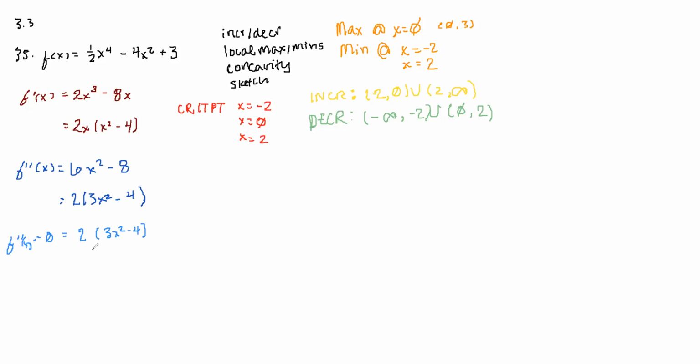So I can divide by 2 and I'm going to end up with 0 is equal to 3x squared minus 4. I'm going to get 4 is equal to 3x squared. I'm going to get 4 over 3 is equal to x squared. I'm going to take the root of that. What are these x values called? Their official name, the points at which concavity changes. Inflection points, but yeah.